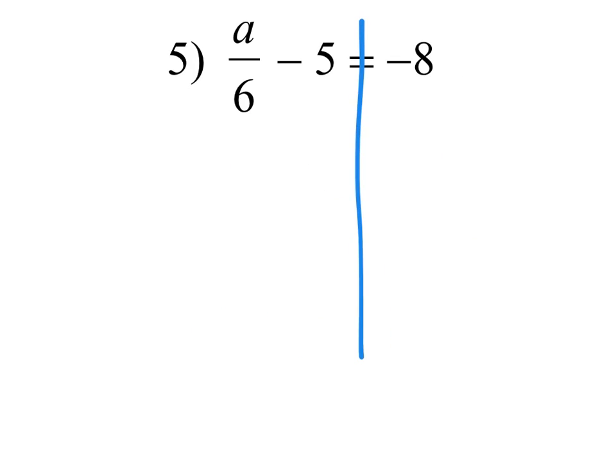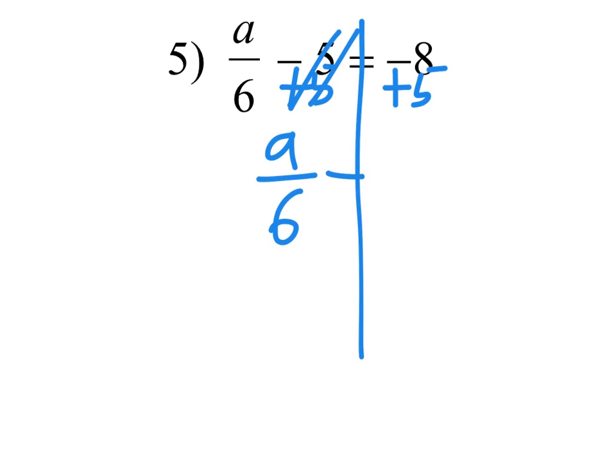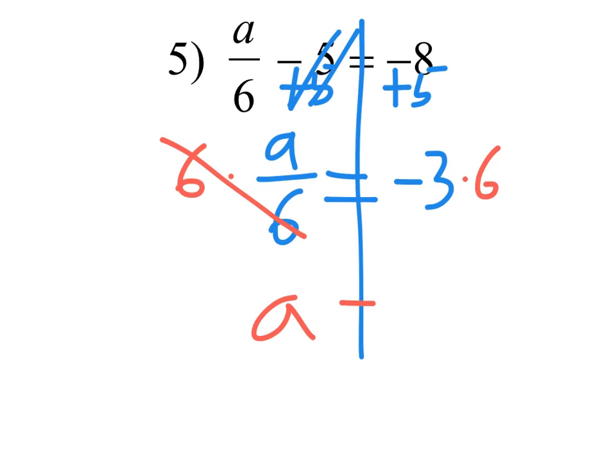Number 5, line going down the middle, add 5 on both sides. These two will cancel out, left with a over 6 on the left side, and negative 8 plus 5 is going to be negative 3. To undo the division, we're going to multiply both sides by 6. These two cancel, left with a on the left side, and negative 3 times 6 is going to be negative 18.